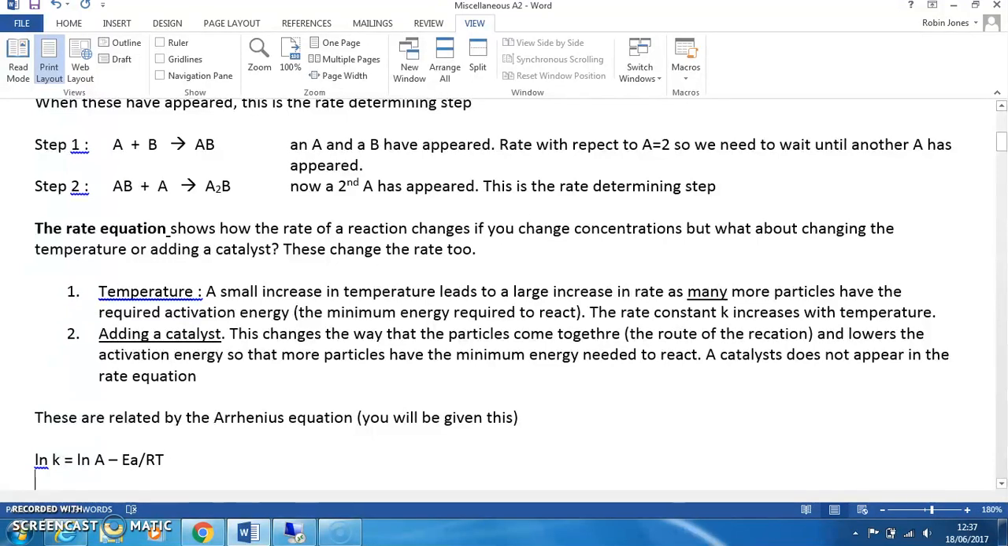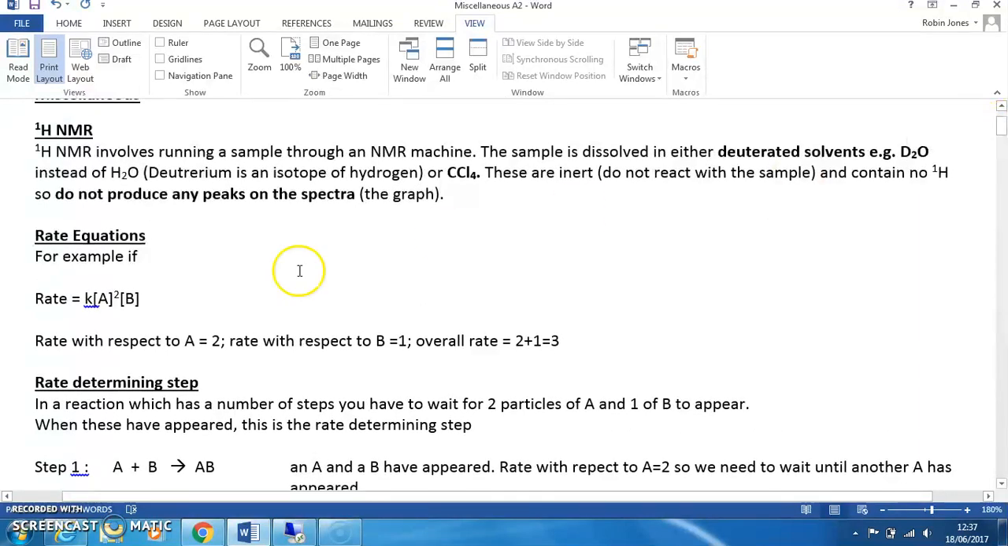Adding a catalyst also speeds up a reaction. The way it does that is that the way the particles come together changes when you add a catalyst. That's called the route of the reaction. The activation energy is lowered by a catalyst, so more particles have the minimum energy needed to react. The catalyst doesn't appear in the rate equation, so in here, say for example A or B are not catalysts, the catalyst doesn't appear in that rate equation.